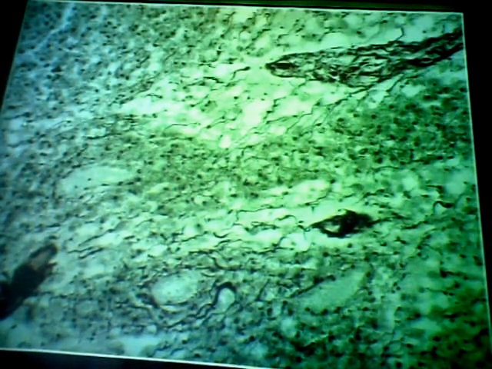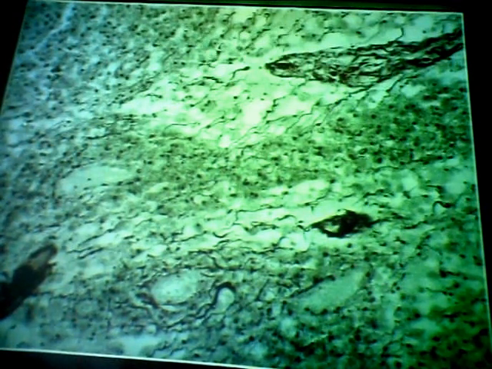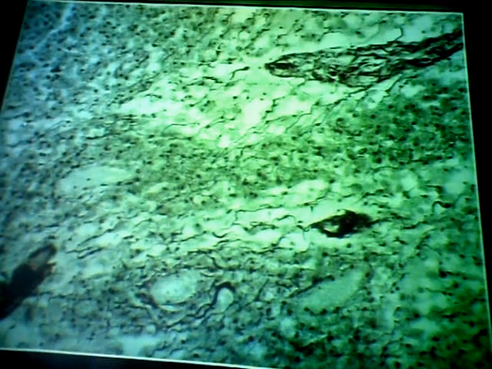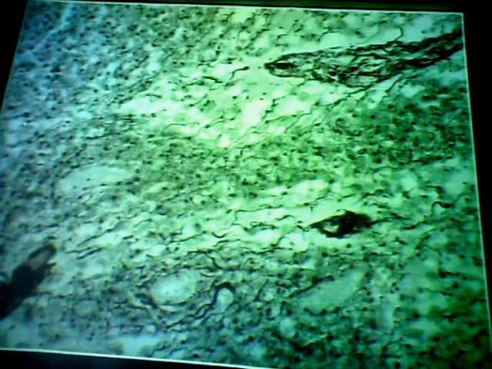What are the sinuses in the lymph node called? Medullary sinuses, because they're in the medulla. And what are the sinuses in the spleen called? Splenic, not medullary, because they're in your red pulp. What flows through the medullary sinuses in the lymph node? Lymph, not blood. What flows through the splenic sinuses? Blood. The spleen filters blood, lymph nodes filter lymph.